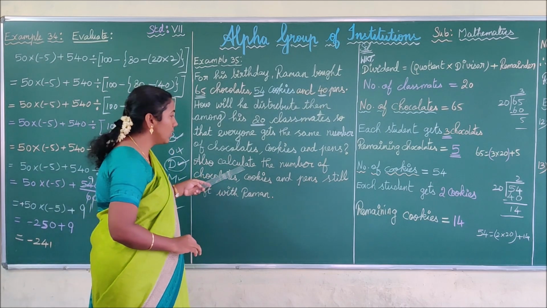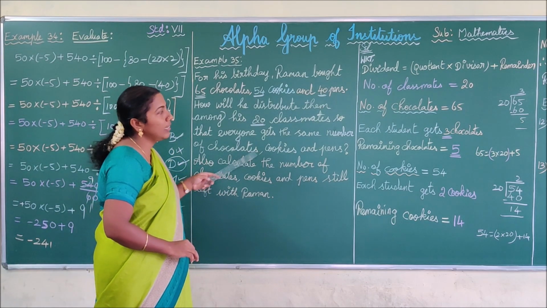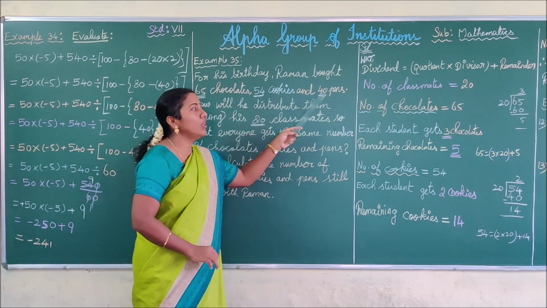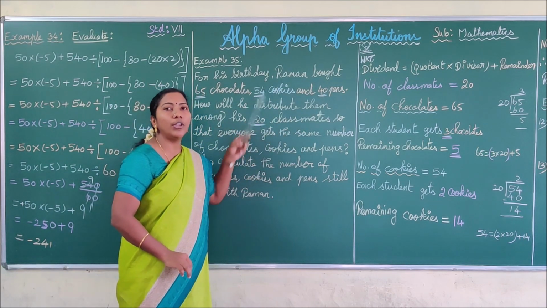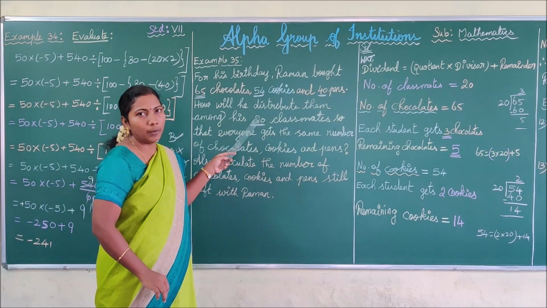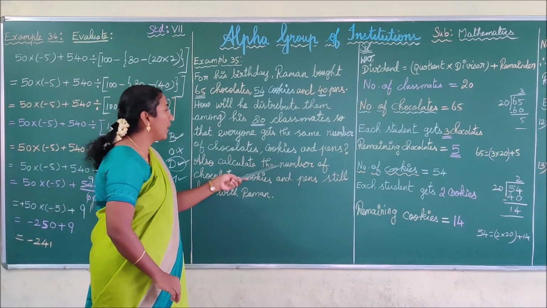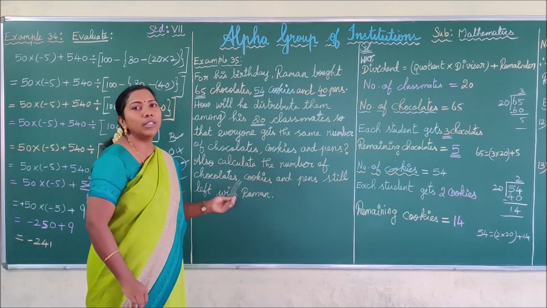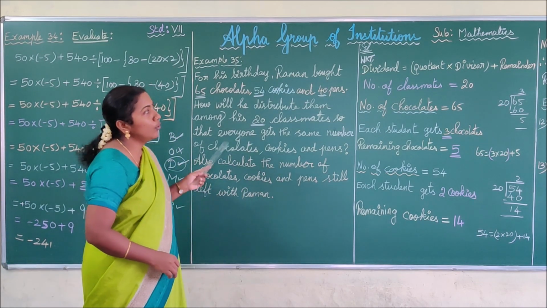And what is the question is, we have to find how many chocolates, how many cookies, how many pens Raman is going to give his classmates. The share should be equal at the same time. And another question is, we have to find the number of chocolates, cookies and pens still left with Raman. Okay. Now we are going to evaluate this sum.